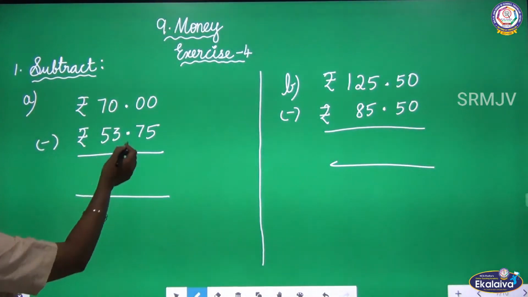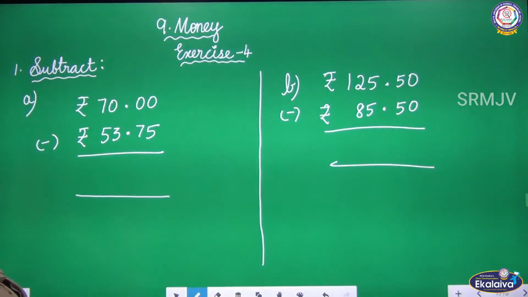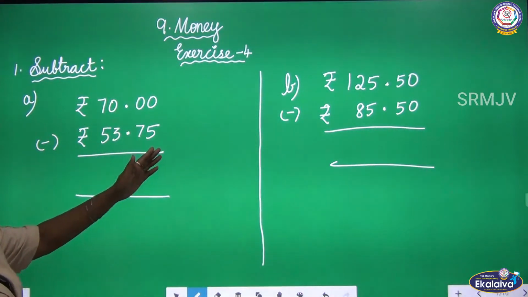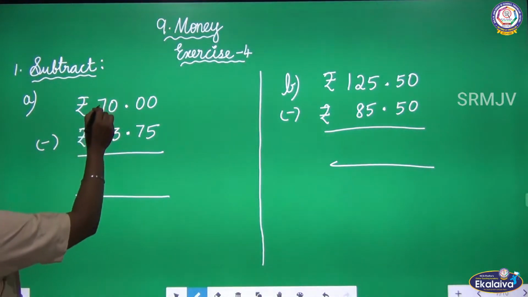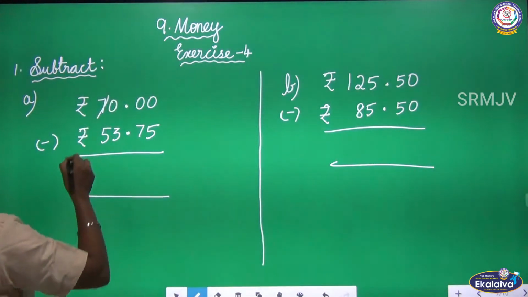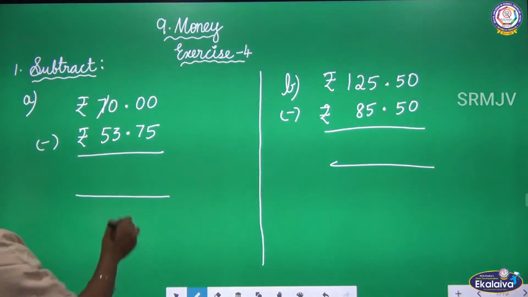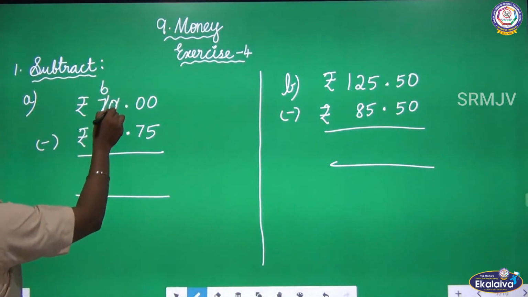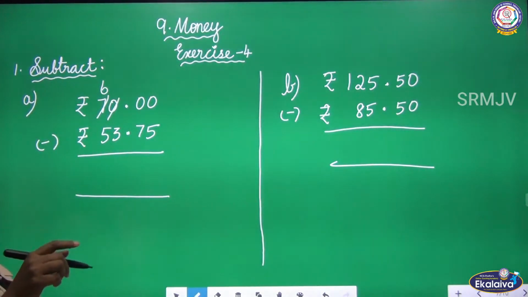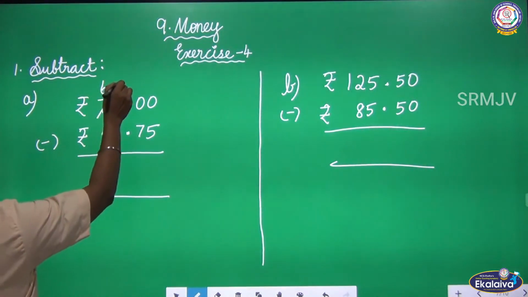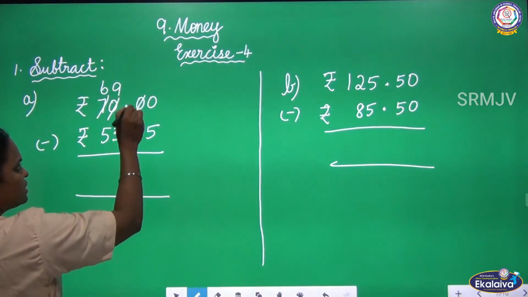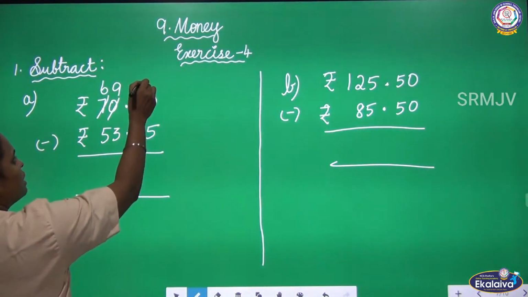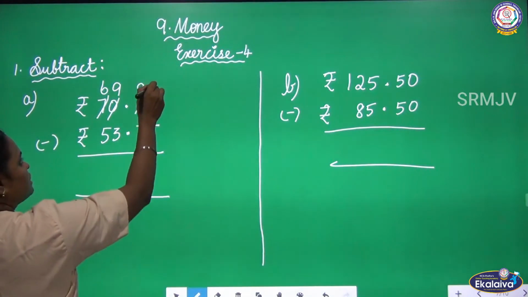So 0 minus 5, can we subtract? From 0 we can't subtract, so we have to borrow from the before number. Here the before number is also 0, so we borrow from 7. If you are borrowing from 7, 7 becomes 6, then the 0 becomes 10. Again if you are borrowing, it becomes 9, and it becomes 10.